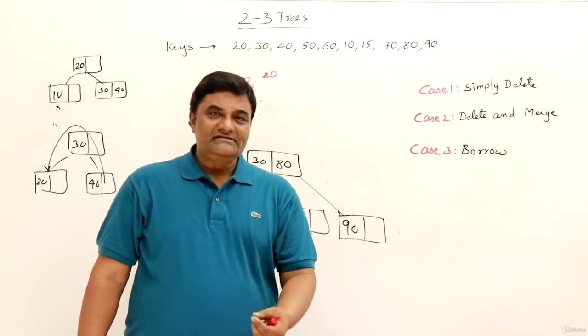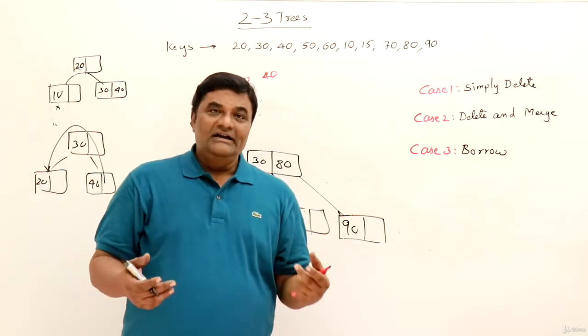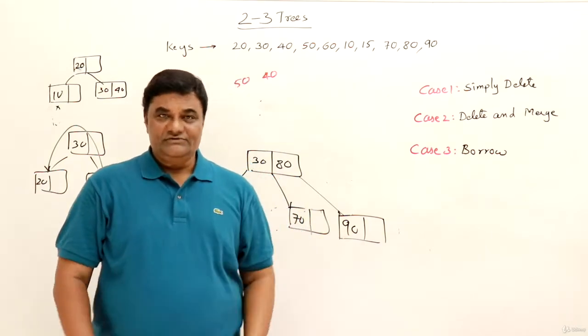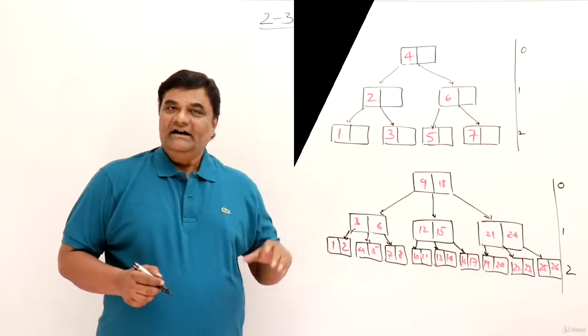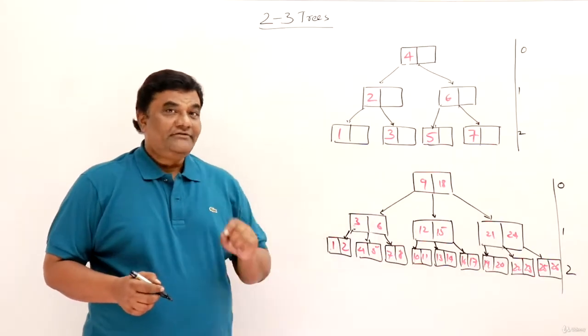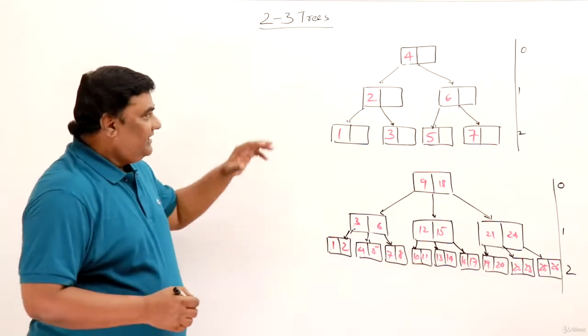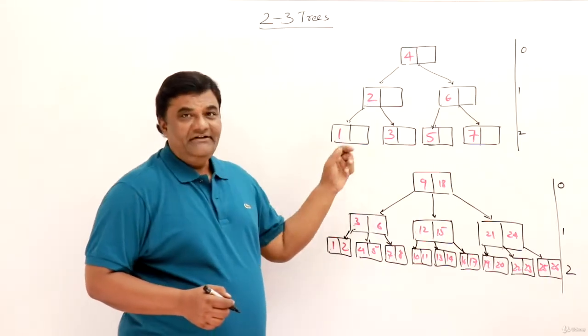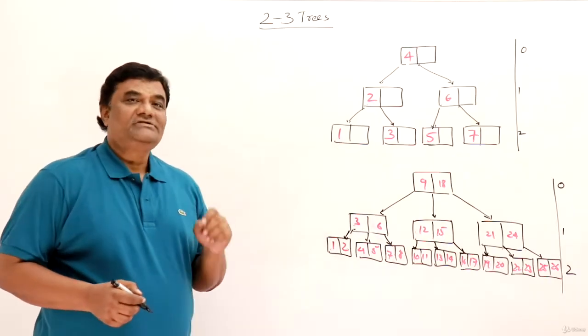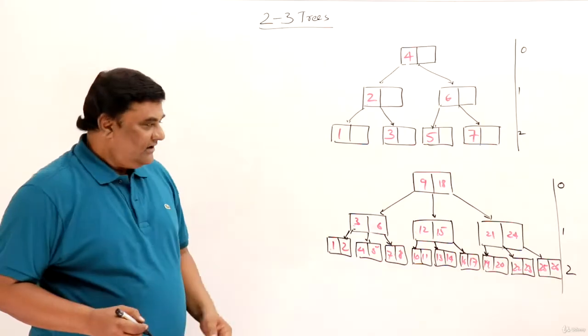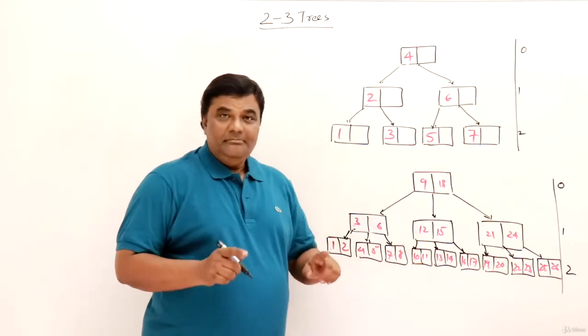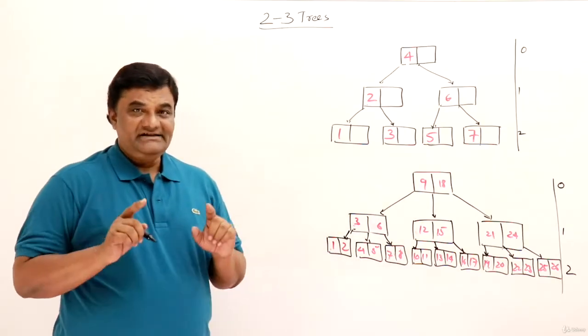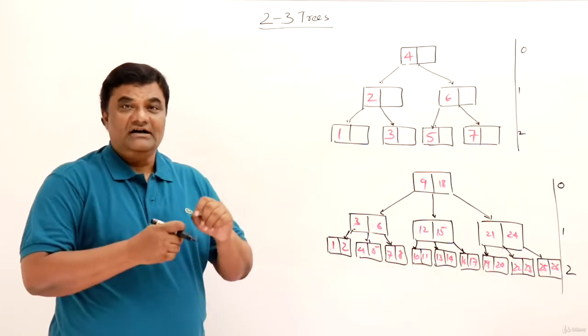We will do some analysis, then I will tell you why or how 2-3 trees are used. For analysis, I have taken two examples of 2-3 trees. If you see this example, this is having minimum number of nodes and minimum number of keys. And this example is having maximum number of nodes and maximum number of keys for a given height.